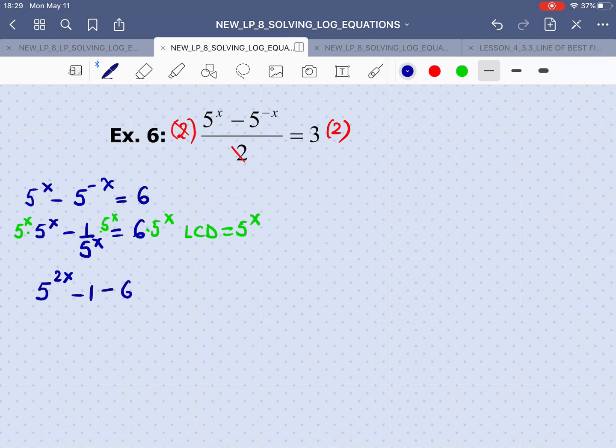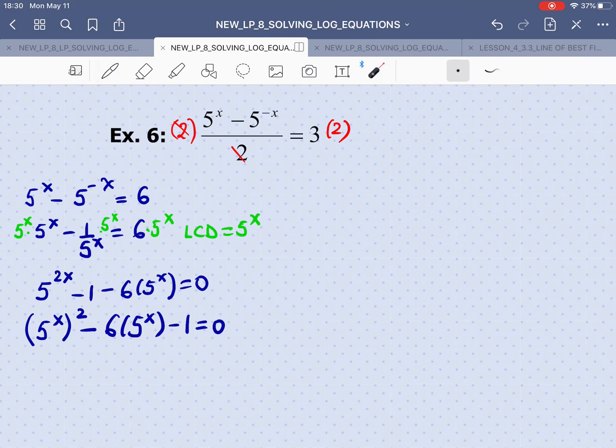And why not bring this term to the left side? So minus 6 times 5 to the power of x equals 0. I'll bring it in better form here, 5 to the power of x, and then squared, minus 6 times 5 to the power of x, minus 1 equals 0. Now, I would have loved to be able to factor this, but it's not possible because we can't find two numbers that multiply to negative 1 and then add to negative 6. So we're going to go quadratic formula.